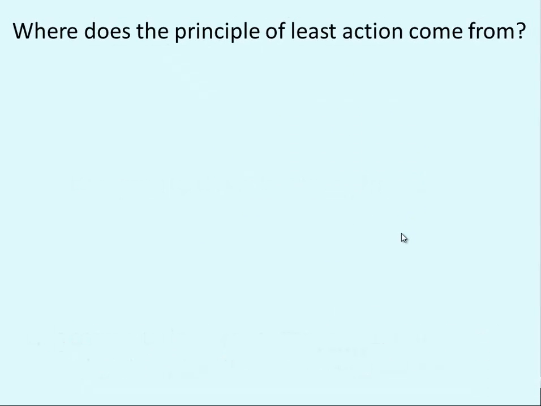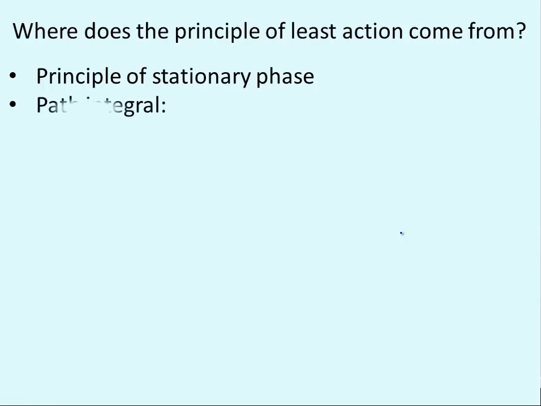Now, where does the principle of least action come from? Well, you can trace it back through the principle of stationary phase, what Feynman called. And this principle of stationary phase is related to the notion of a path integral. Now, what is a path integral? Let me try to write it in a very simple way.